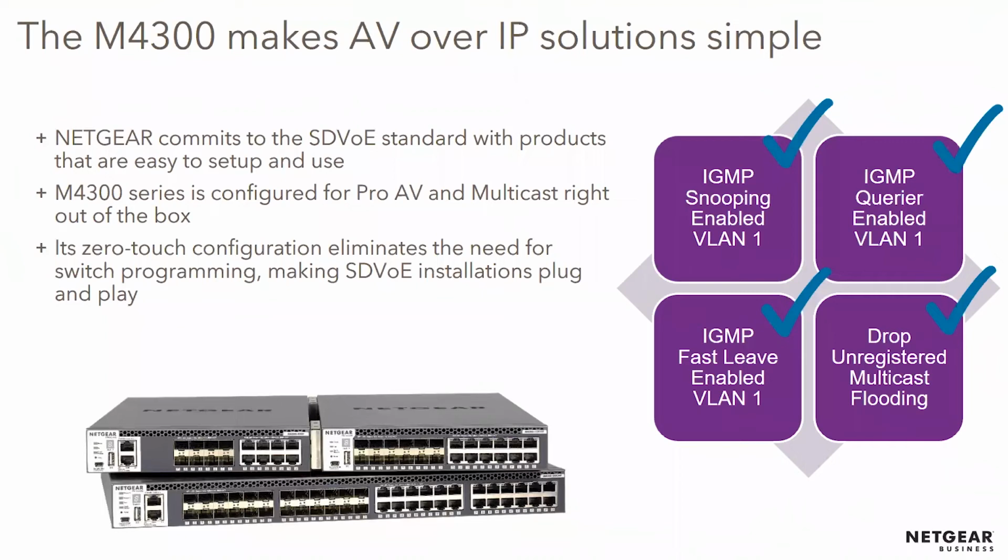So the good news is that by going M4300 and NETGEAR, you just make sure that your switch backend will be out of the box, available for your AV over IP transport solution, encoders, decoders, and management platform. It's zero touch because IGMP snooping, IGMP fast leave, IGMP querier, the three mandatory requirements for multicast video over IP, are already there, pre-configured, robust for the entire default VLAN 1. So you're good to go with the M4300s.